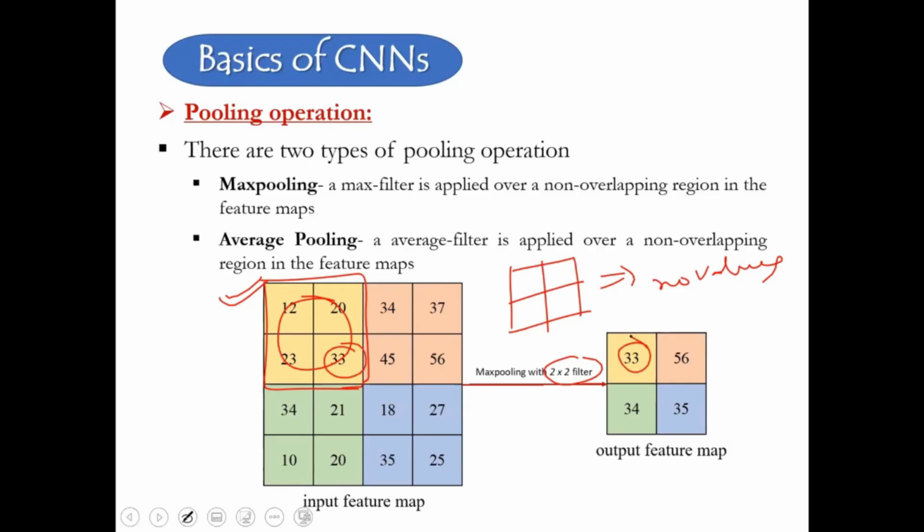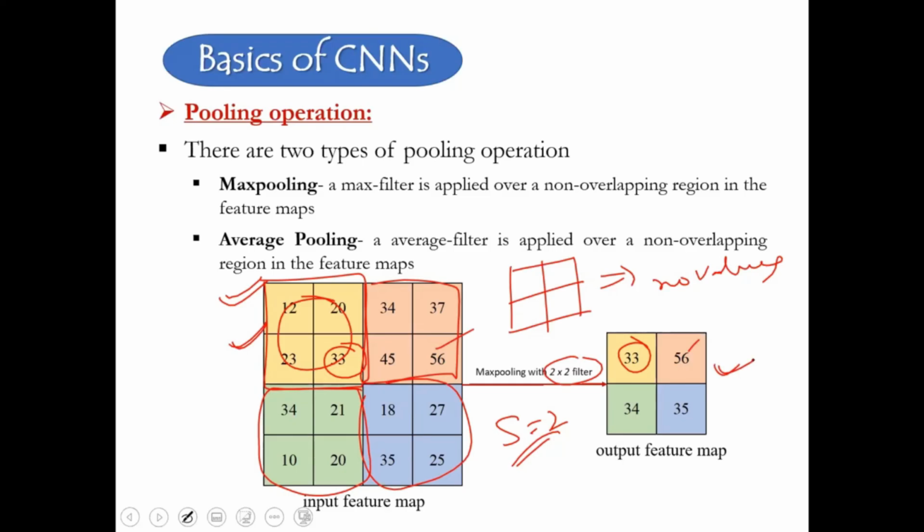Now again it will shift to the next position. Here the stride is 2, because we are shifting 2 positions, so the next position will be here. In this case the maximum is extracted like this, in this case also, and in this case. So the input feature map was 4x4, and the output becomes 2x2.